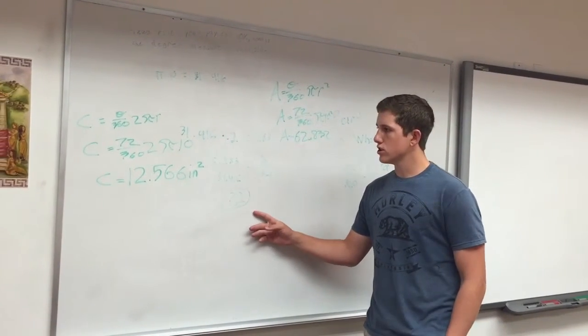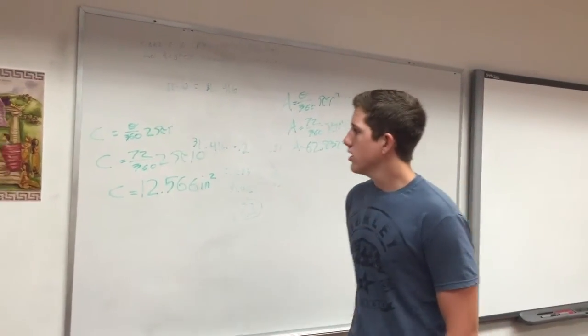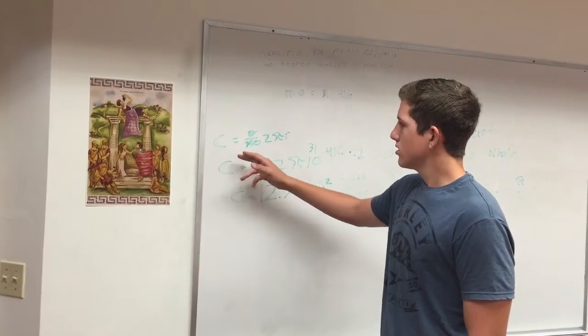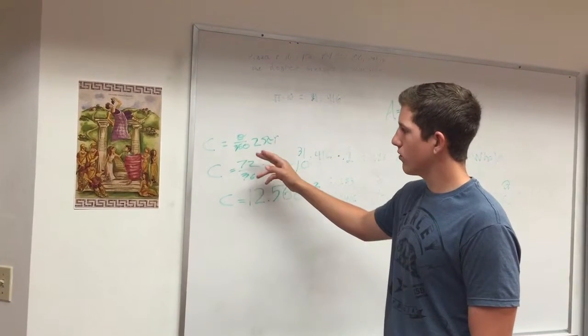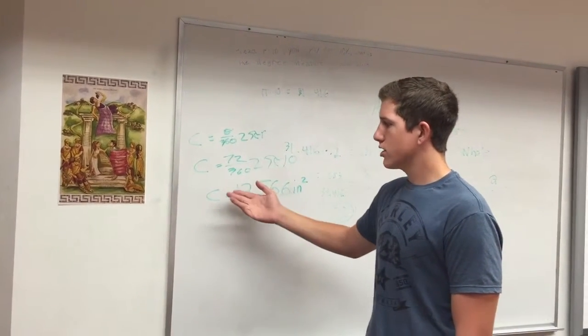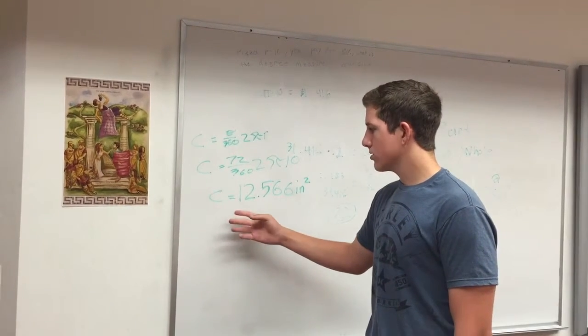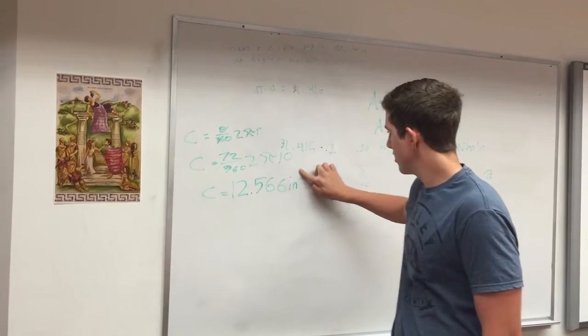So using the angle you just found, you can find both the circumference and area of the sector. So first, for circumference of that little sector, you use circumference equals theta over 360 times 2 pi r. So you plug that in to get this equation, and once multiplied out, that will equal circumference equals 12.566 inches.